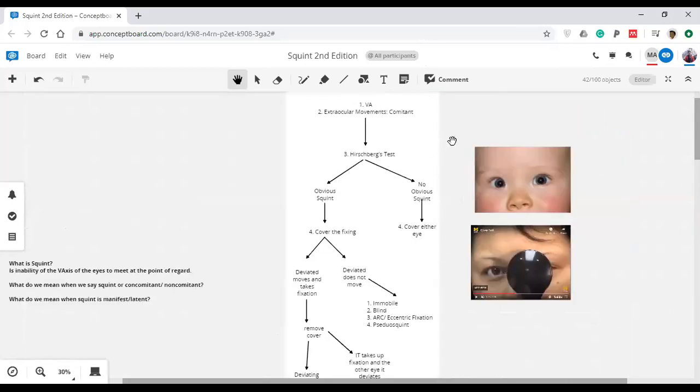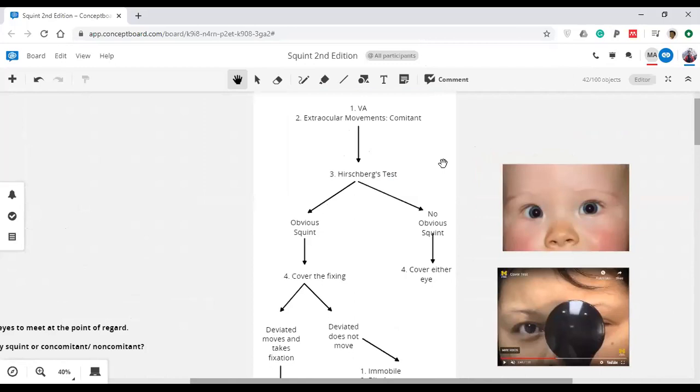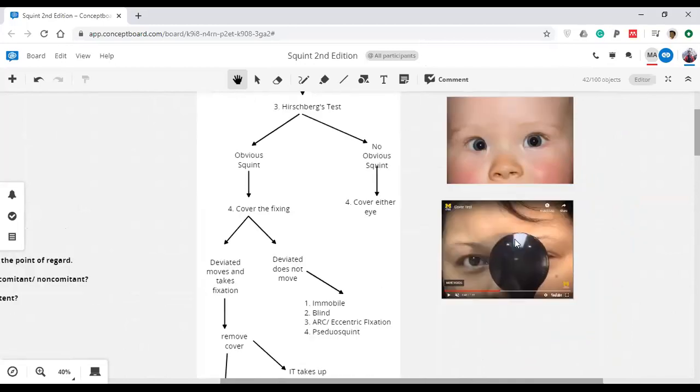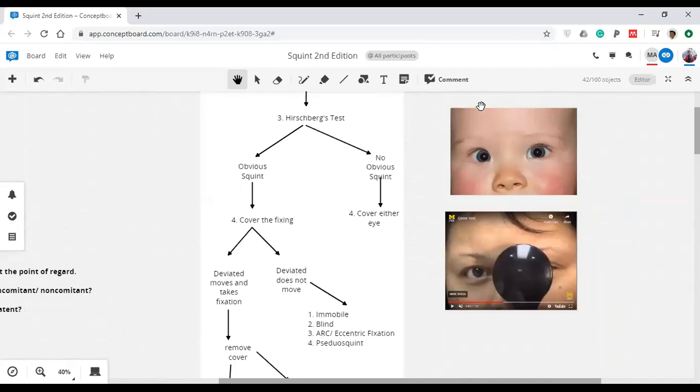So last time we discussed an algorithm. This algorithm is easier क्योंकि Hershberg test में आपको पता लग जाना कि obvious squint है या नहीं है. So it becomes a lot easier to understand this test. Not sure of the Hershberg test, आपके पास कोई as such नहीं पता हुआ तो थोड़ा सा मुश्किल होता है इसको समझना. But even then, it's still possible.